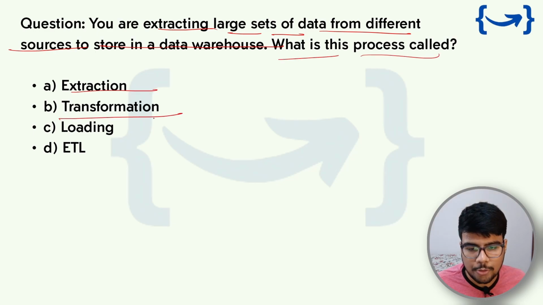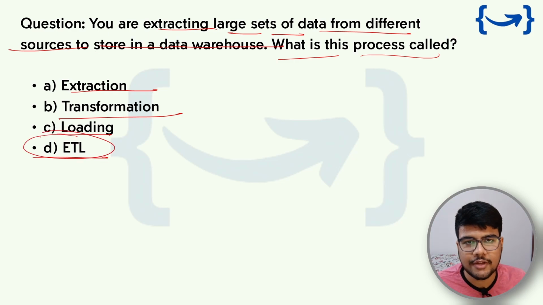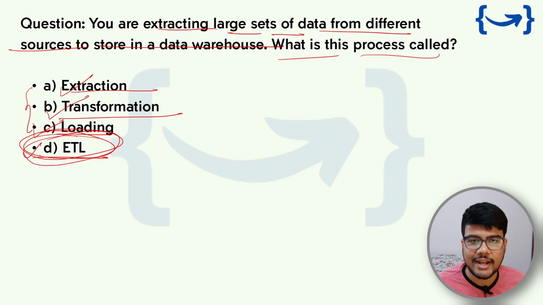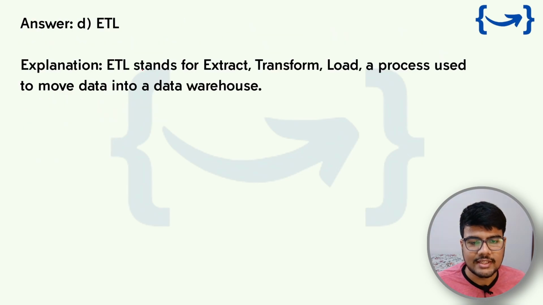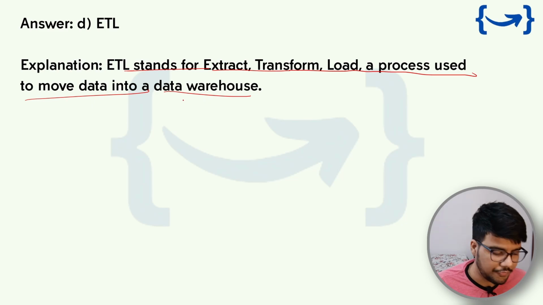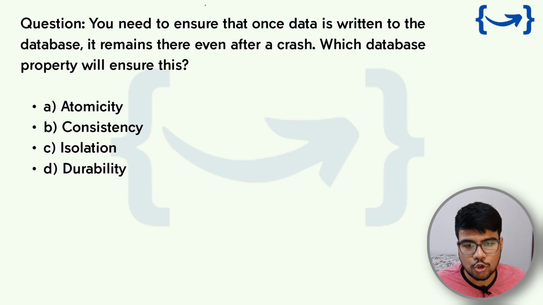Extraction, transformation, loading, ETL. And you know that the ETL question is one of the most repeated questions in all of my videos, and it is also repeating in previous trends. E stands for extract, T stands for transform, L stands for load. So all three options belong to ETL, so ETL is the right option for this problem. As you can see, it stands for extract, transform, load, a process used to move data into the warehouse. I hope you got this question.